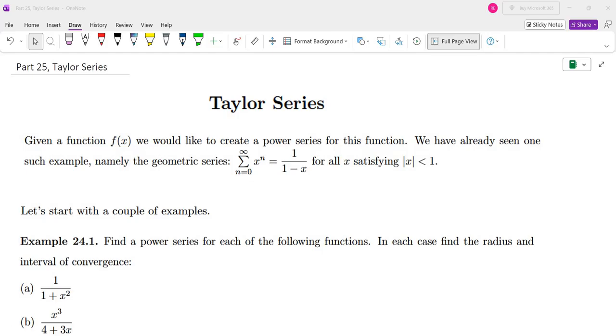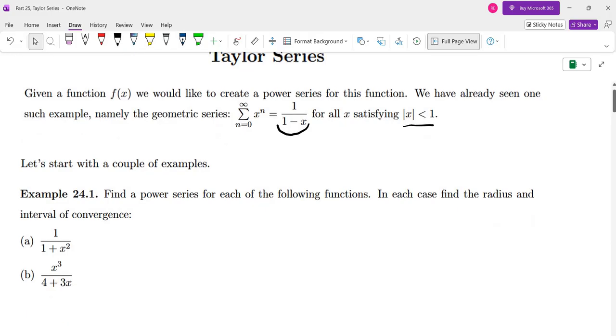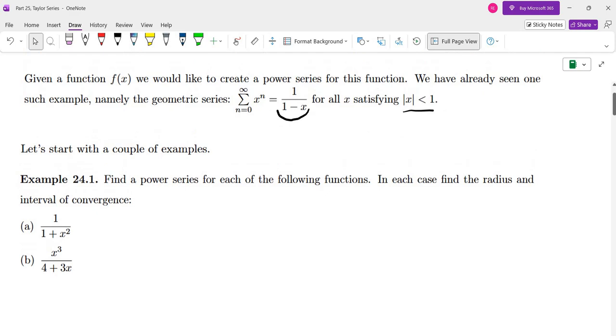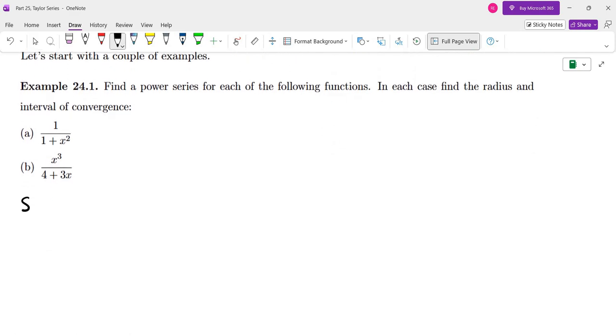For example, if you look at the function 1 over 1 minus x, we have a power series for 1 over 1 minus x, and that is the sum of x to the power of n. And that comes from the geometric sum. And that is true whenever x is between -1 and 1. So let's look at a couple of examples that use this geometric sum to get power series for other functions.